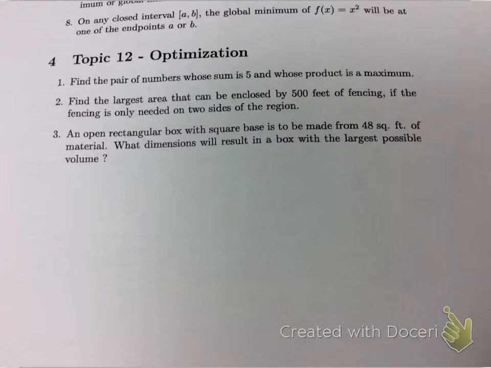So the first number here, it says find the pair of numbers whose sum is 5 and whose product is a maximum. So the product of two numbers, I'll call the numbers x and y, and we'll call the product p. That would just be x times y. But the whole point of this section is to graph p against one variable and just look for the max or min.